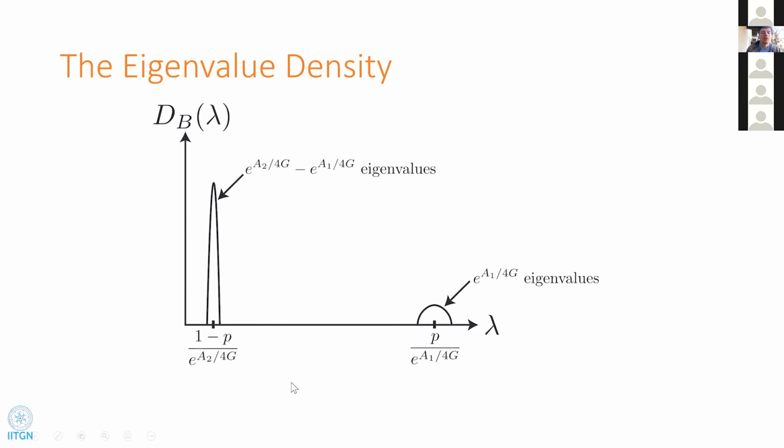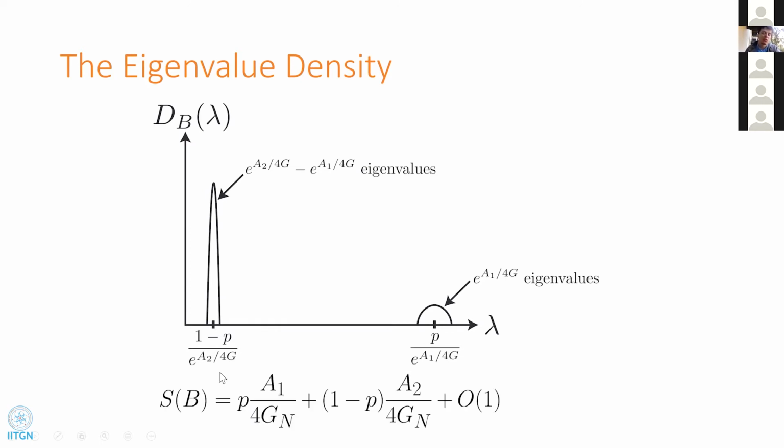We also find a load of other eigenvalues, namely e to the a2 minus e to the a1 eigenvalues that have size 1 minus p times e to the minus a2. These are the eigenvalues that come from the thermal part of the mixture. They're size e to the minus a2 because that's the size of the eigenvalues in the thermal state, and their total, if you integrate over them, gives the 1 minus p contribution to the density. That's the contribution to the thermal state.